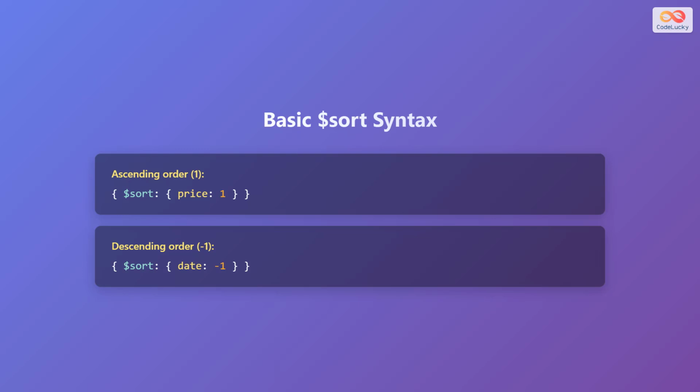Now let's move on to the $sort operator. This operator is used to sort the documents in the aggregation pipeline based on one or more fields. To sort in ascending order, use a value of 1. For example, $sort price: 1 sorts the documents by the price field in ascending order. To sort in descending order, use a value of -1. For example, $sort date: -1 sorts the documents by the date field in descending order. The $sort operator is crucial for presenting your aggregated data in a meaningful order.